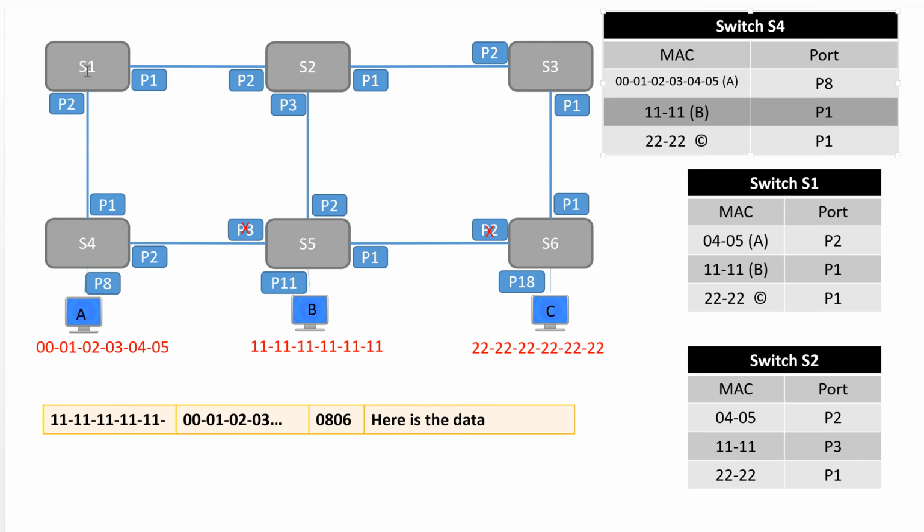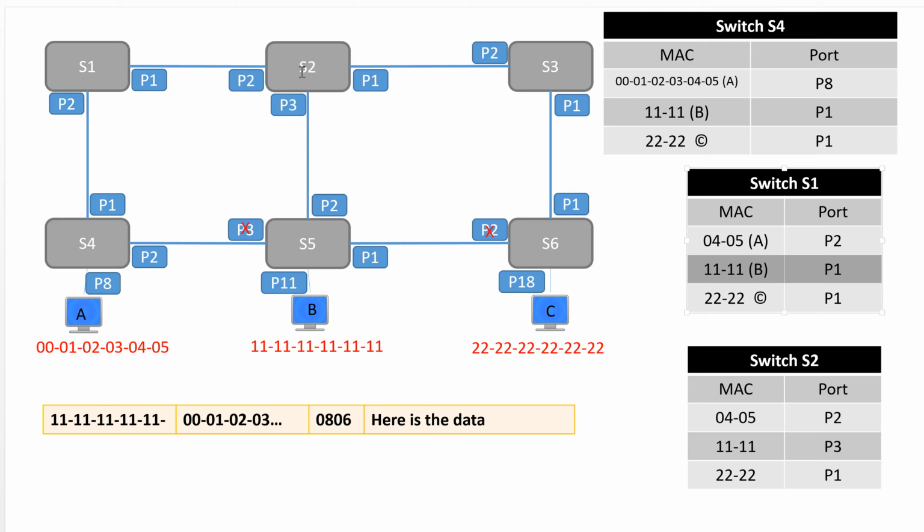The very first thing that S1 does is look at the source address from the frame he just received. And he sees 0001, 02, 03, 04, 05. He goes to his table and says, I have that. I don't need to store it. He then looks at the destination address, 11111111. He looks in his own table and says, oh, I have to send that out port 1. And he sends it out port 1 and it arrives over here at S2.